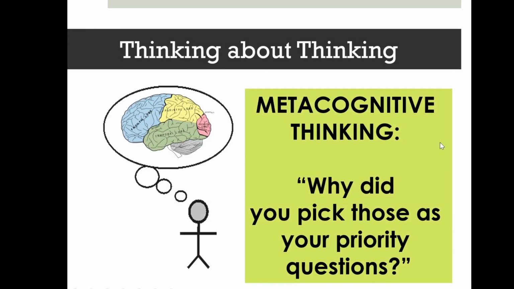So when we ask kids, why did you pick those as your 3 priority questions, we're really moving them into metacognitive thinking. And as I said, this can be done even at a kindergarten level. I have seen teachers do the QFT. Maybe it's an abbreviated version, but they're moving kids into that step of, I need to think about it instead of just memorizing facts about it.